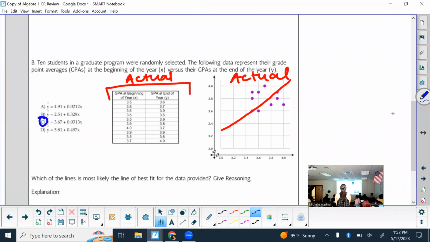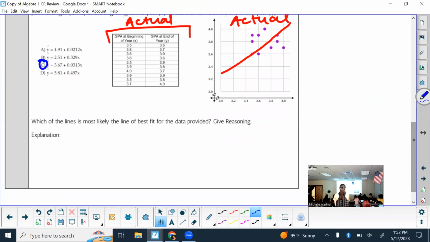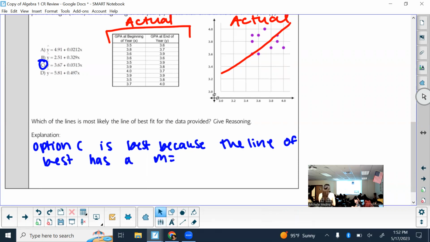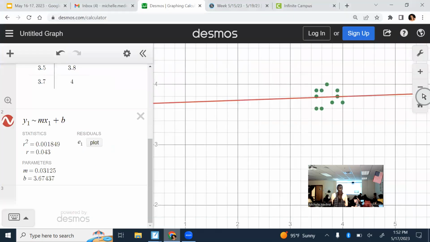it is C, and you do also have to explain. If your explanation is, I put it in Desmos, you're not getting points for that. All right, your explanation should be something to the effect of option C is best because the line of best fit has a slope of, and I forget what it said on here, but you would put whatever the computer says.